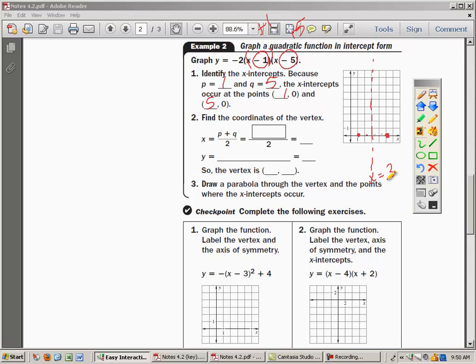Now, what if they're not quite so obvious? Well, we can take the average of p and q, so 1 plus 5 over 2.